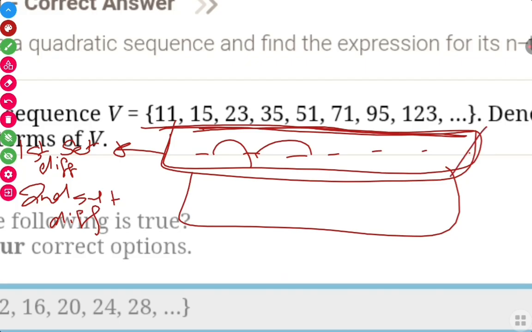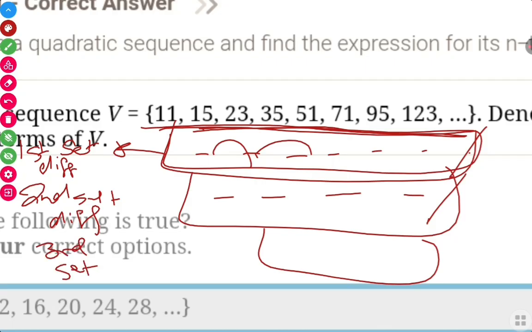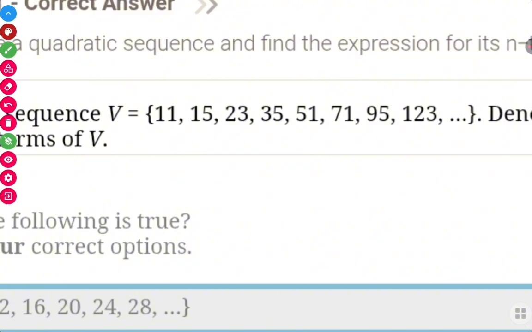If it's cubic, the first set is not equal, the second set is not equal. You have to subtract every number in the second set again to get a third set of differences, and that third set is going to be equal. So we'll check for this one.